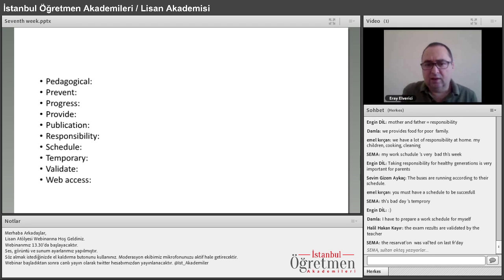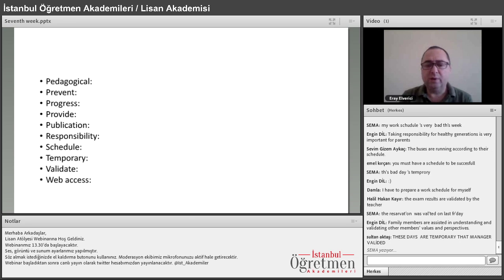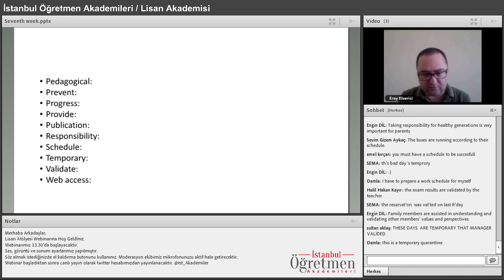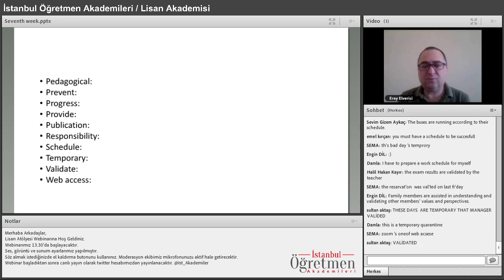And let's move on to the last word, web access. Engin: family members are assisted in understanding and validating other members' values and perspectives. Okay, Sultan Hoca: these days are temporary that manager validated. Okay, very good. This is a temporary quarantine. Yes. Zoom's one-off web access. Okay. Validated. I get it. No problem with that.